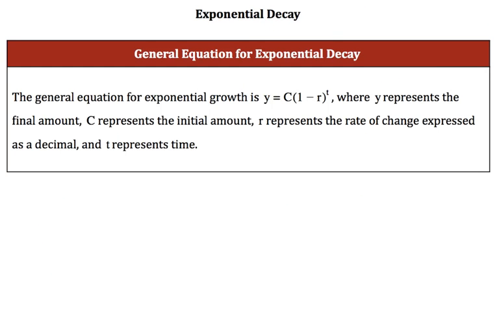So let's read through the explanation of that. The general equation for exponential decay. The general equation for exponential growth. My fault. Please make sure that that says decay. The general equation for exponential decay is y equals c times the quantity 1 minus r to the power of t, where y represents the final amount, c the initial amount, and r represents the rate of change expressed as a decimal, and t represents time.